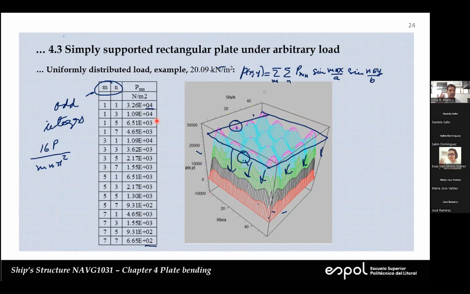The only thing that we have done so far is to express this uniformly distributed load with sinusoidal terms. That's all we have done so far. Now, let's solve the plate bending problem.